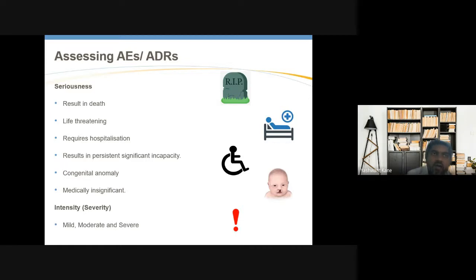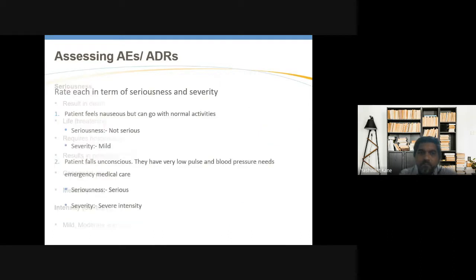If there are adverse events which don't turn out to be any of the above five, but you still feel it is serious, it can be termed as medically significant. Okay, I'm sorry, here it is written as medically insignificant. It should be medically significant. Intensity or severity: the adverse event can be termed as mild, moderate, or severe based on its severity. Okay, assessing the areas, rate each term of the seriousness and severity.